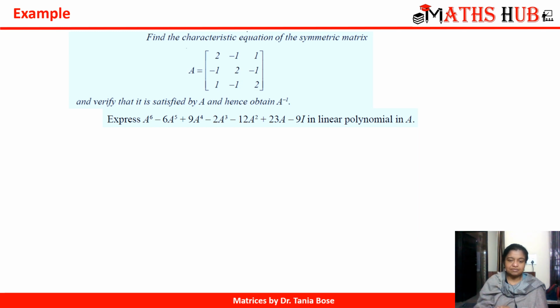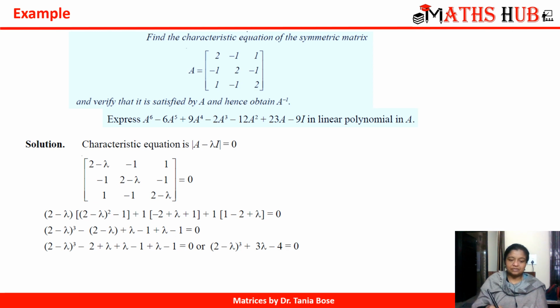The first step is to calculate the characteristic equation. In my last video, I told you the shortcut method of calculating the characteristic equation using the formula lambda cube minus trace of the matrix into lambda square plus sum of the minors along the principal diagonals into lambda minus determinant of the matrix is equal to 0. So do watch that video to check that method.